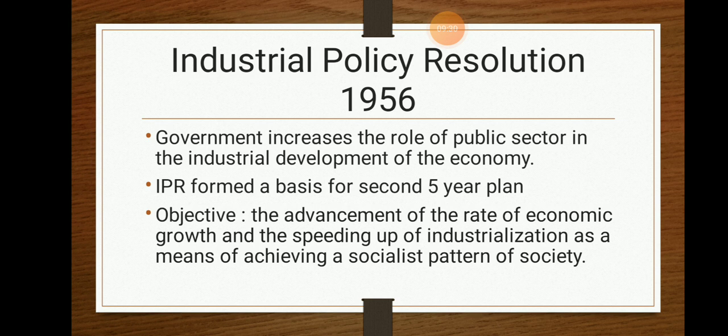As we studied the 5-year plans in the earlier sessions, the first 5-year plan happened in the year 1951. So after 5 years it will be 1956. This Industrial Policy Resolution was taken into consideration in the second 5-year plan, ranging from 1956 to 1960. The main objective of this IPR is the advancement of the rate of economic growth and speeding up industrialization as a means of achieving the socialistic pattern of society. Even with the growth and development, there will be speedy growth in the economy, taking into consideration the socialistic pattern. What kind of socialistic pattern? That is the welfare of the economy.